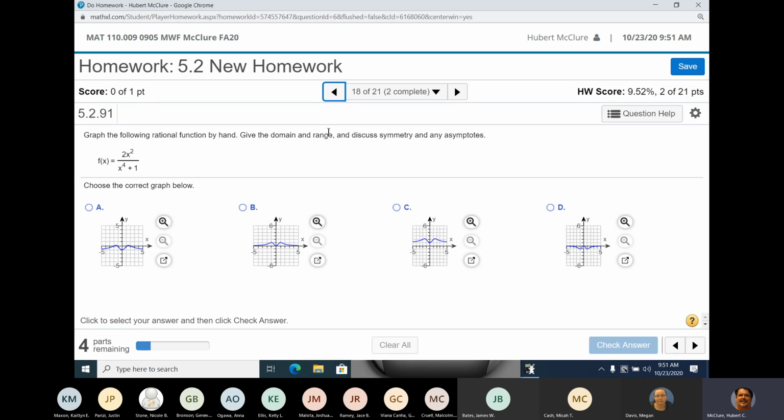All right, here we go. X-intercept. 0 for y is going to give you 0 is equal to 2x squared, which is 0. Y-intercept, 0 for x is going to give you 0 over 1, which is 0.